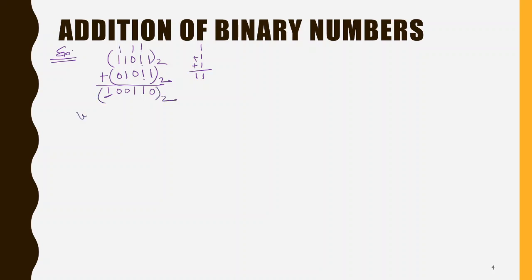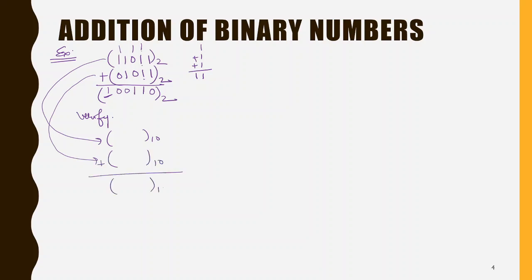You can also verify this by simply converting this number to decimal, then converting this number to decimal, and when you add them there will be a result in decimal, and you convert it into binary. This should match with this number. If this matches, your result is okay, otherwise it is not.